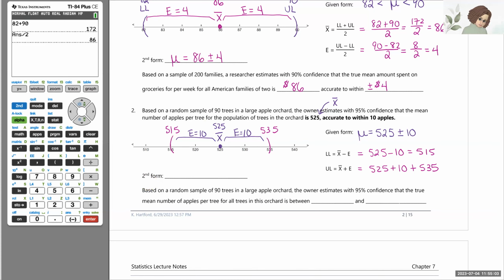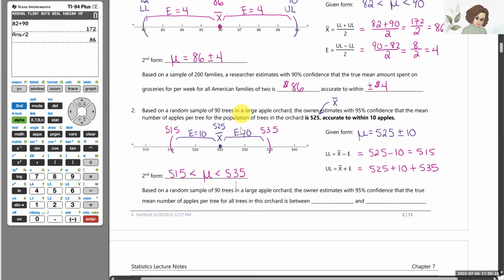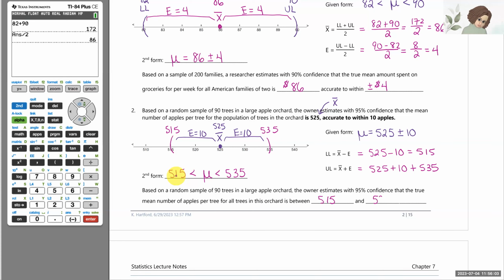Okay, so our second form then. So rather than saying we think the mean is 525, accurate to within 10 apples, we could have said we believe that lower limit 515 less than mu, the population mean, and then upper limit 535. So notice here when I create the confidence interval, creating it is based on the sample mean as the point estimate. But when you write your answer, it's always the entire population that we are trying to find the mean regarding. So mu here for the answer for the confidence interval. So our sentence now would be the same start based on these 90 trees. The owner estimates with 95% confidence that the true mean number of apples per tree for all of the trees in the orchard is somewhere between 515 and 535 apples.